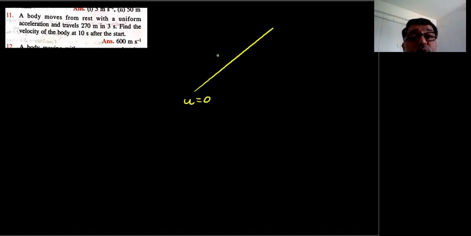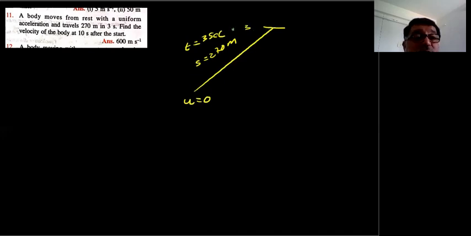It travels 270 meters. So displacement equals 270 meters in 3 seconds. So time equals 3 seconds. Find the velocity of the body. Now this is up to 3 seconds. So this is our 3-second mark.